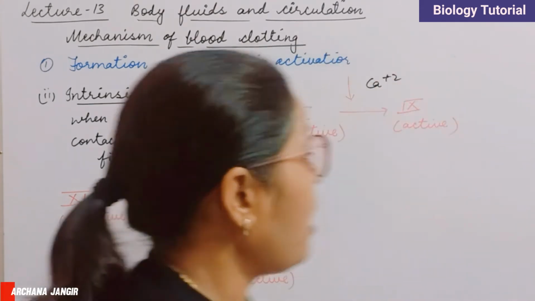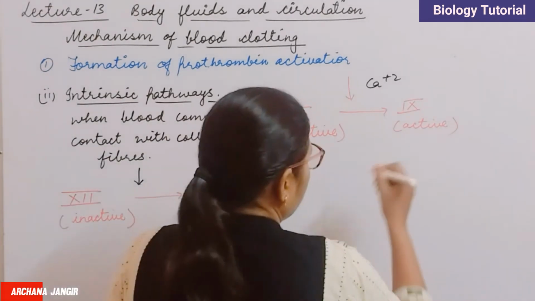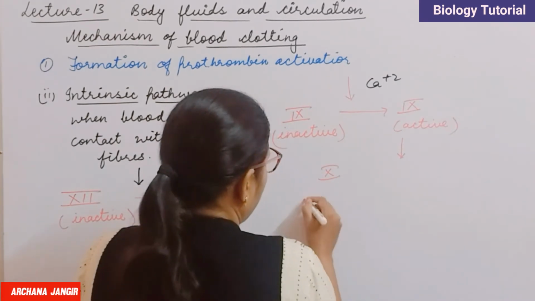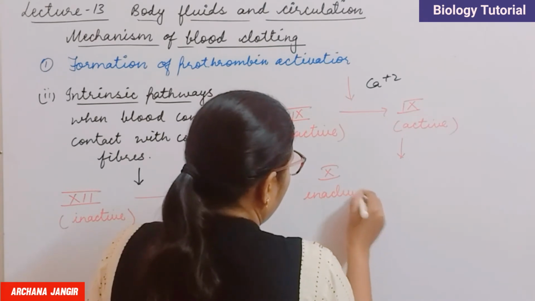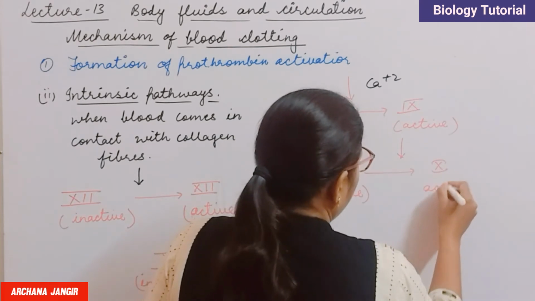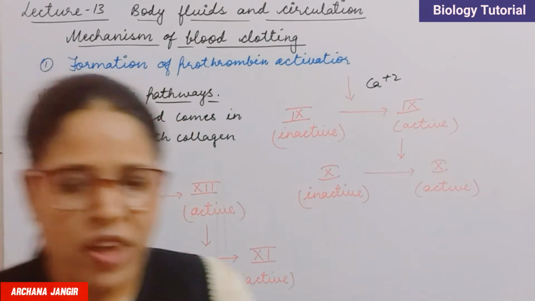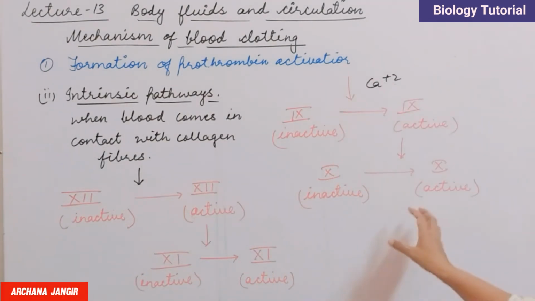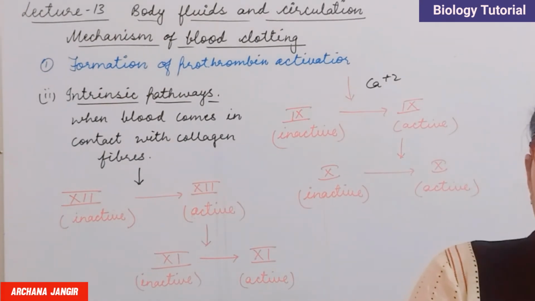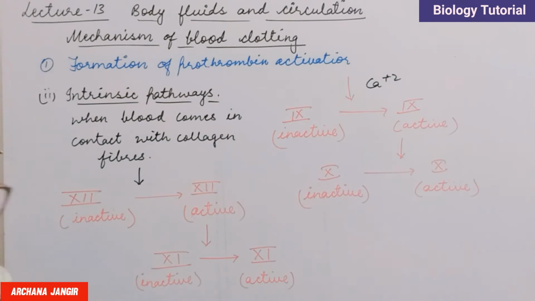Clear? Now this activated 9th factor activates the 10th factor. This is inactive 10 and it is getting converted into active 10 in the presence of activated 9th factor. Now what will happen? The active 10 is getting produced. This active 10 is converted into prothrombin activator in the presence of factor 5.